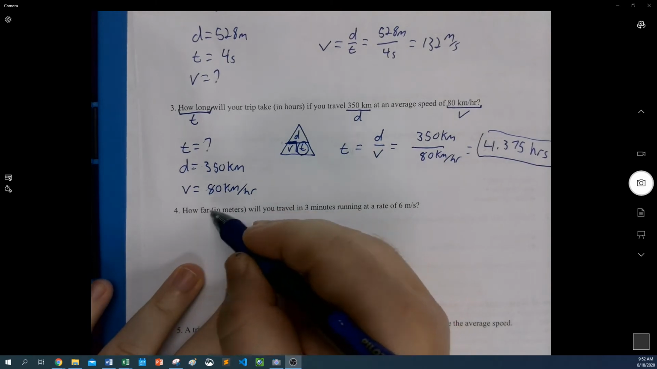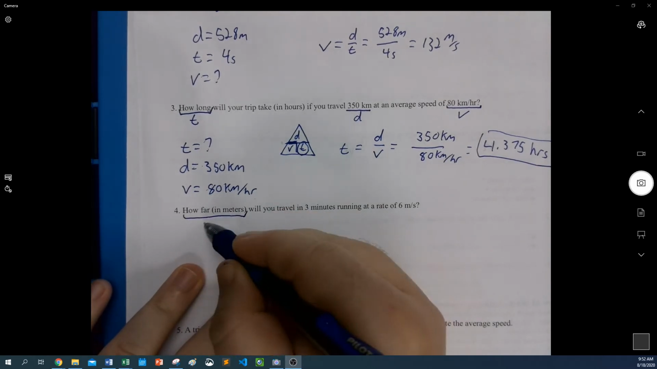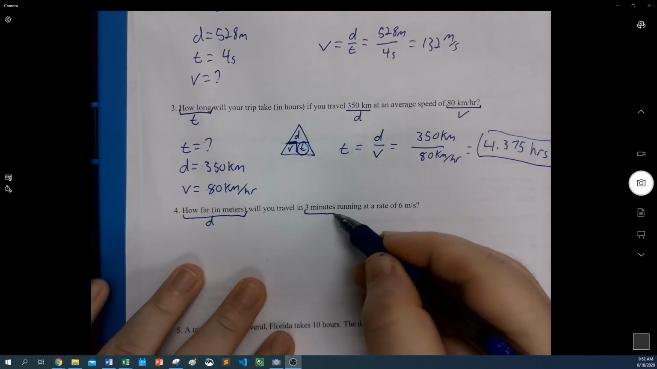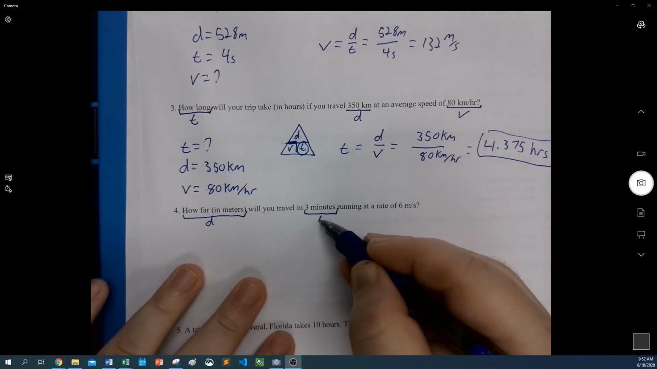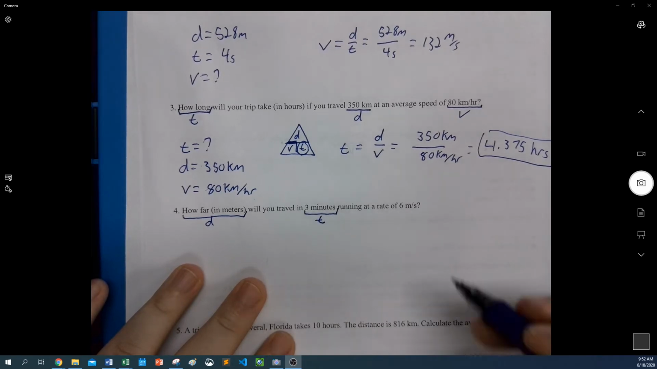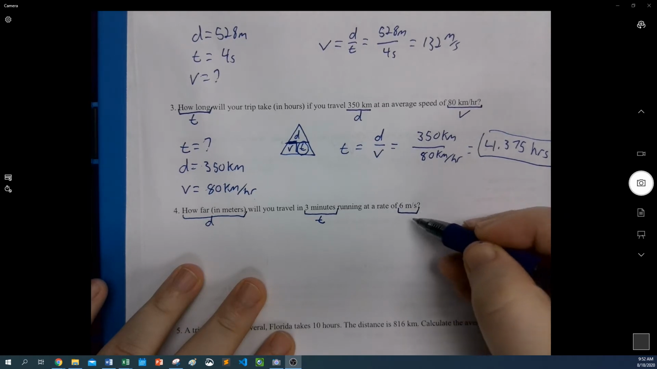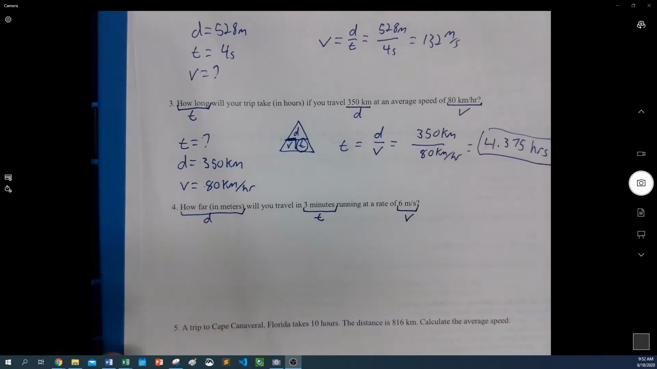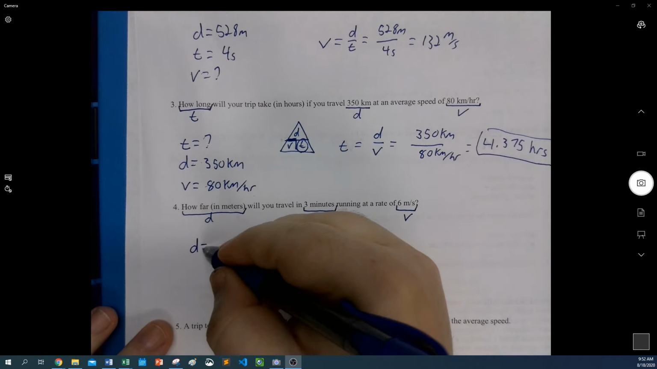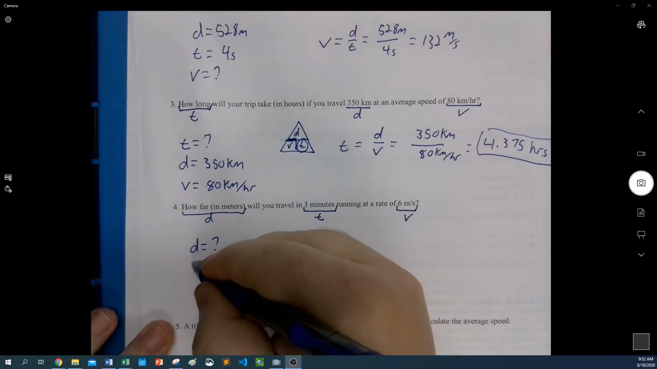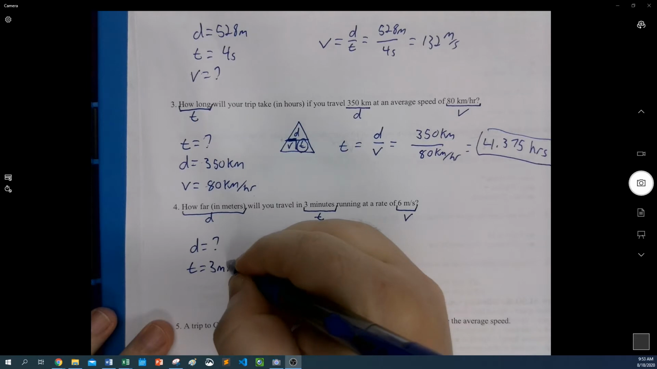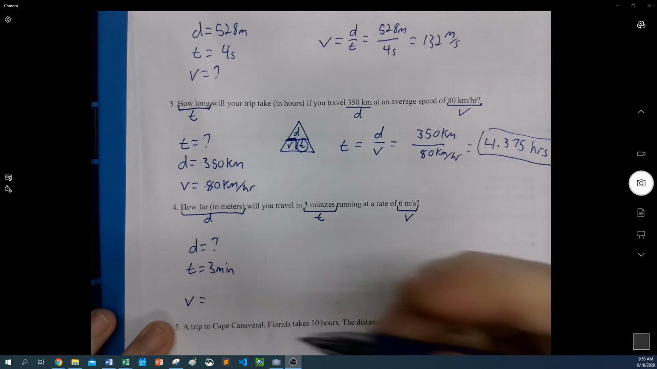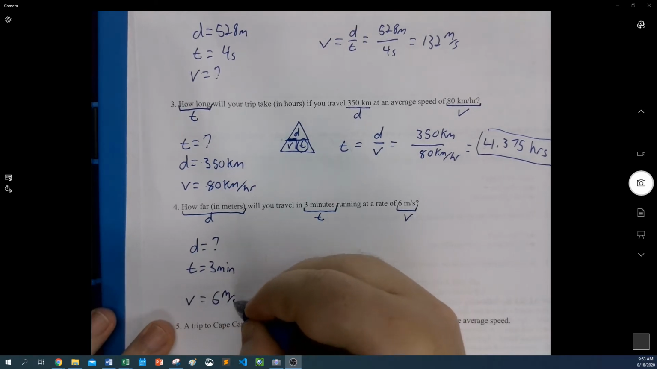So how far in meters? That's going to be your distance, d, you're looking for. Will you travel in 3 minutes? That's your time, 3 minutes, at a rate of 6 meters per second. That'd be your v. So we're looking for d. We're given a time of 3 minutes with a velocity of 6 meters per second.